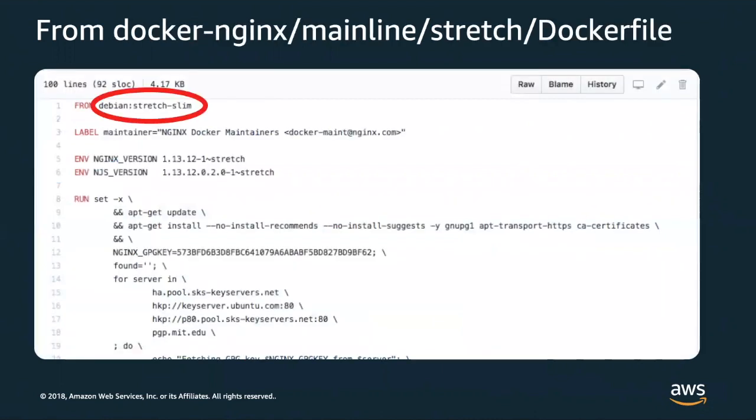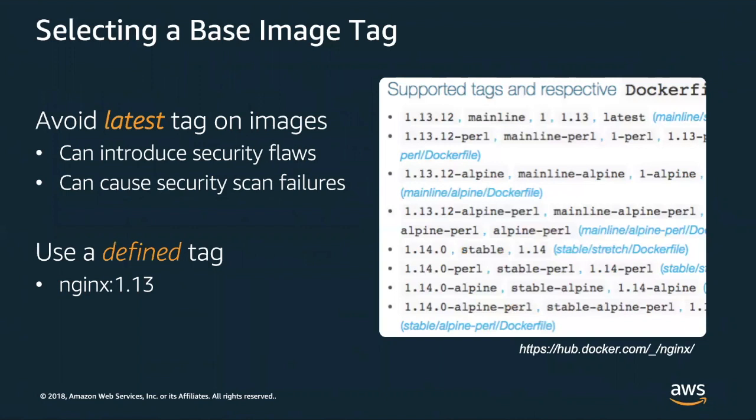We can see that it's built on top of the slim version of Debian Stretch, which has most of the stuff that you're likely to need, but there's probably some things that you don't. In terms of how to go about selecting an image, we'd recommend avoiding the latest tag because you don't know what actual version latest is. When a new version gets cut, that inherits the latest tag. You've changed a version and you don't necessarily know it.